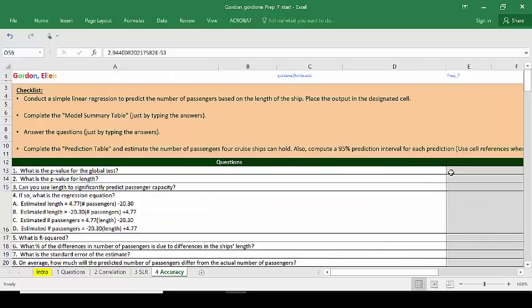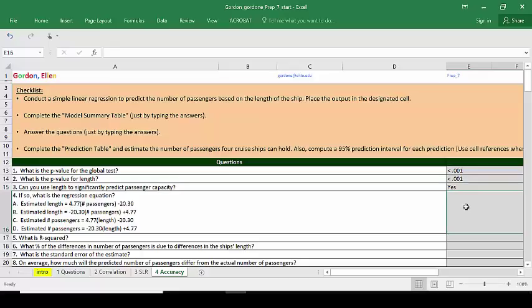So now I can start to answer my questions. What is the p-value for the global test? I'm going to type in less than 0.001. I'm not going to reference it again, because it's less than 0.001. We don't want to type in a p-value of 0 or indicate a p-value of 0. Whenever you do this, make sure that you're very careful to have a space between the less than sign and the dot. So our grading program is really sensitive. If you didn't include that space, it would mark it as wrong. And then for number 3, we can say yes. We can use length to predict passenger capacity.